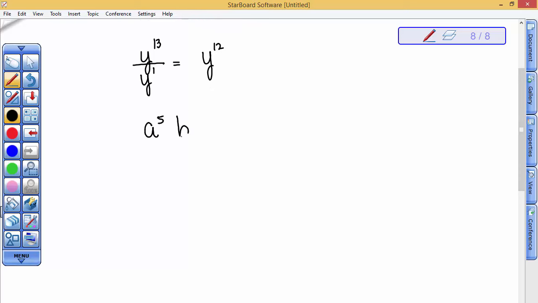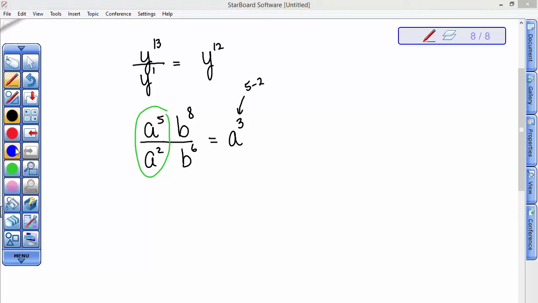And so let's concentrate on the a's first. So a to the 5th divided by a to the second, you need to subtract their exponents. 5 minus 2 is 3. I'm going to go ahead and write this here. Next, concentrate on the b's, because they have like bases, you can subtract their exponents. So this will be b to the second power, because you took 8 minus 6. And we're all done.